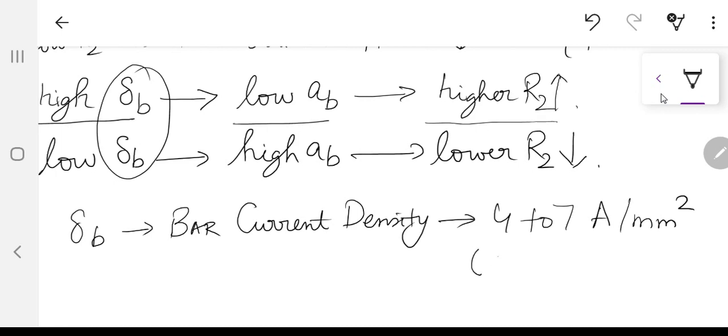Now the book is telling us that a reasonable value of 5 to 6 can be selected, and that is a reasonable value for such a cage machine. The range is very wide, from 4 to 7, and certainly if you keep it at 4, you are going to get a very good machine, because it's going to have a lower R2 and the efficiency is going to be very good, but it's not going to have a very good starting torque.